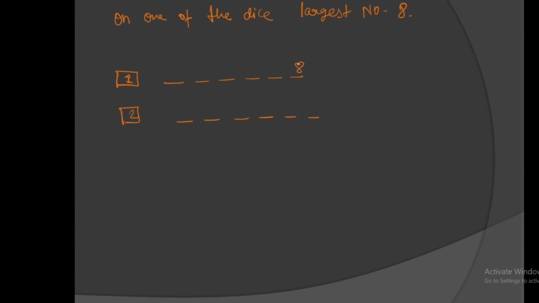So since we are given that on one of the dice the largest number is 8, say this to be dice 1, this is dice 2. We have 1, 2, 3, 4, 5, 6 on each. Right? On this, we have this number. 8 is the largest number on dice 1. Nothing is said about the largest number on dice 2. So we cannot comment that it will also be 8, and it is also not given that both the dice are identical.